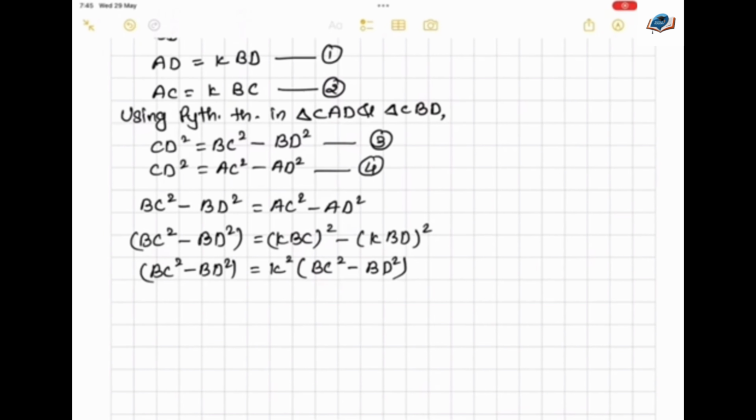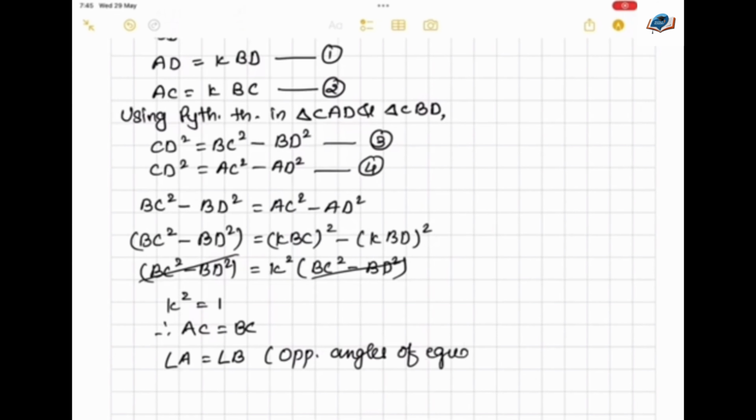Now on both sides I have got BC square minus BD square. So let me cut that. So I can say K square equals 1. So therefore AC equals BC. So if AC equals BC, then angle A equals angle B, because angles opposite to equal sides are equal.